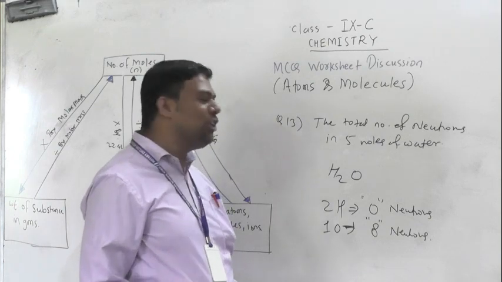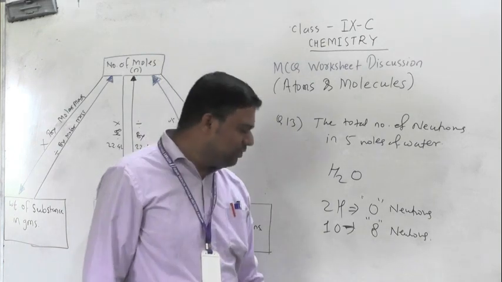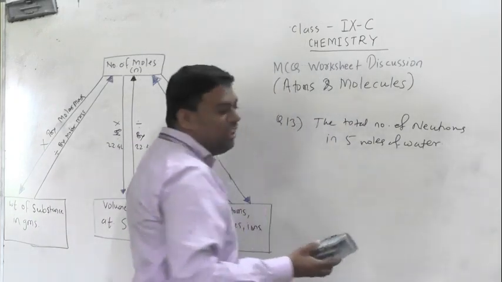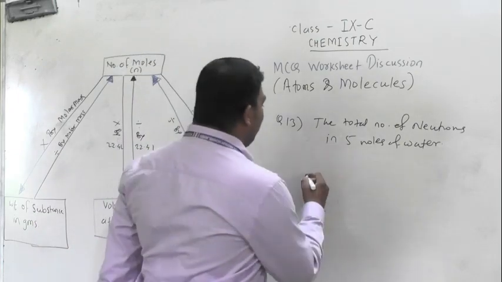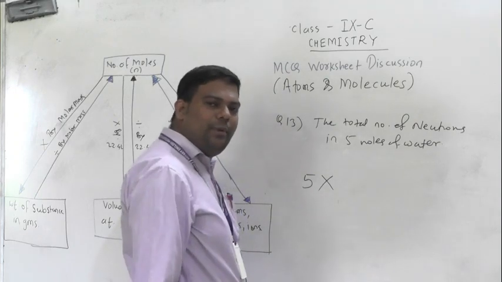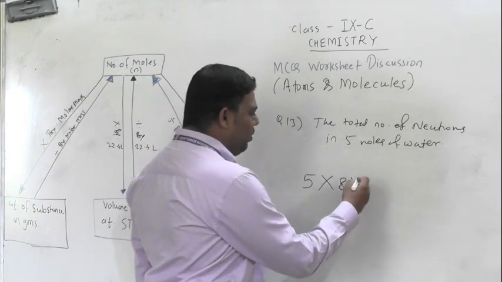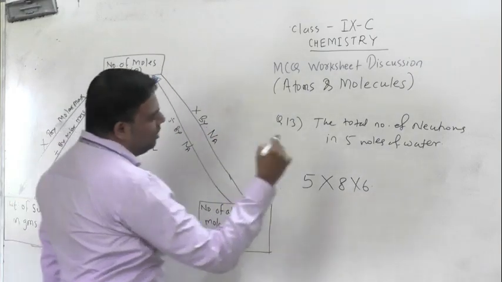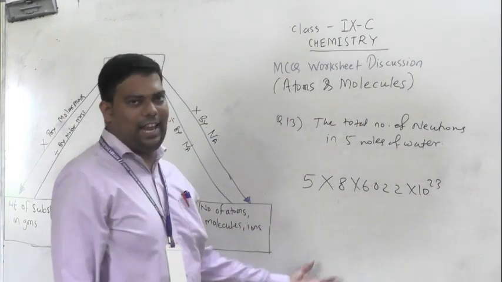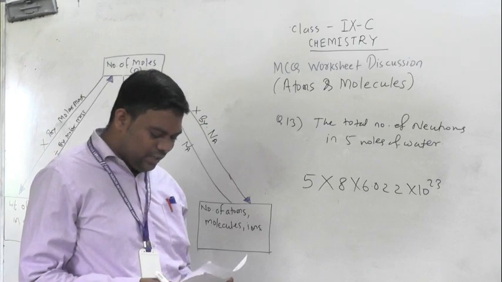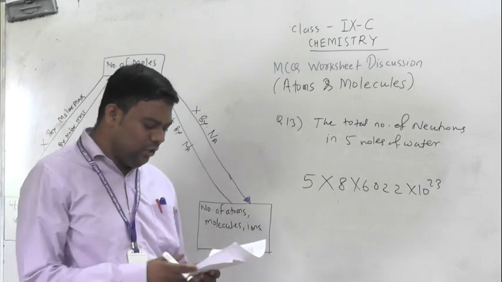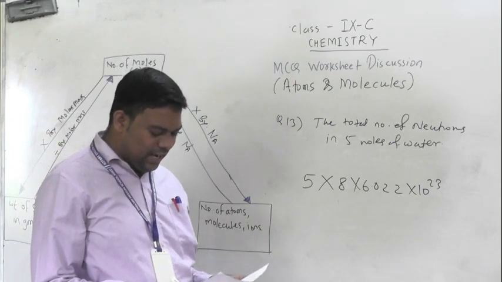Okay. So 5 moles are also given. So how does our calculation go? See here how we do the calculation part. As you know, in water the number of neutrons is 8, so 5 into 8 into Avogadro's number, 6.022 into 10 to the 23. Okay, you can calculate and you will get the answer: 2.409 into 10 to the 25. You will get the answer easily.